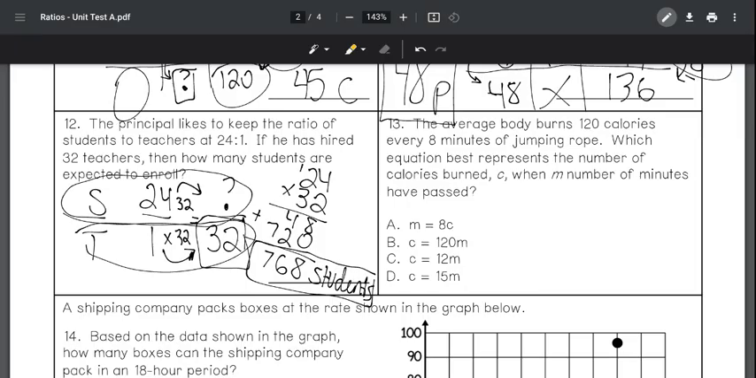All right, number 13. The average body burns 120 calories every 8 minutes of jump roping. Which equation best represents the number of calories burned, C, when M number of minutes have passed? So I need to figure out if I had 1 minute, how many calories would I burn?